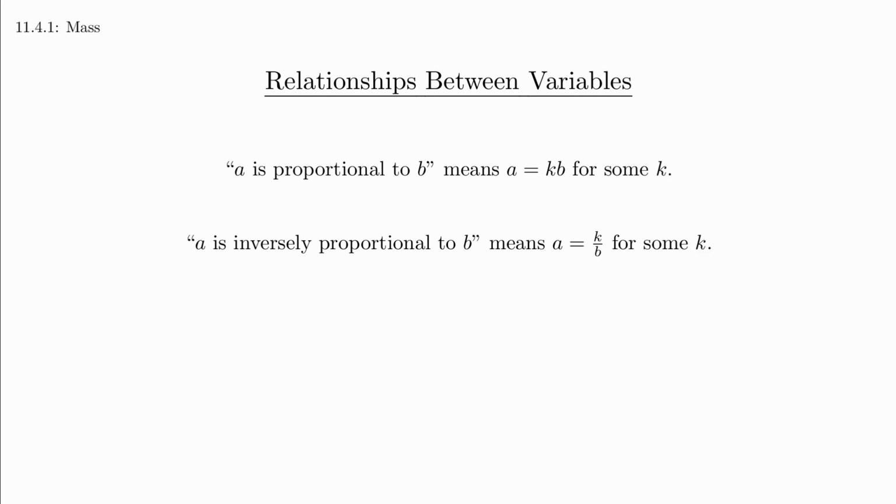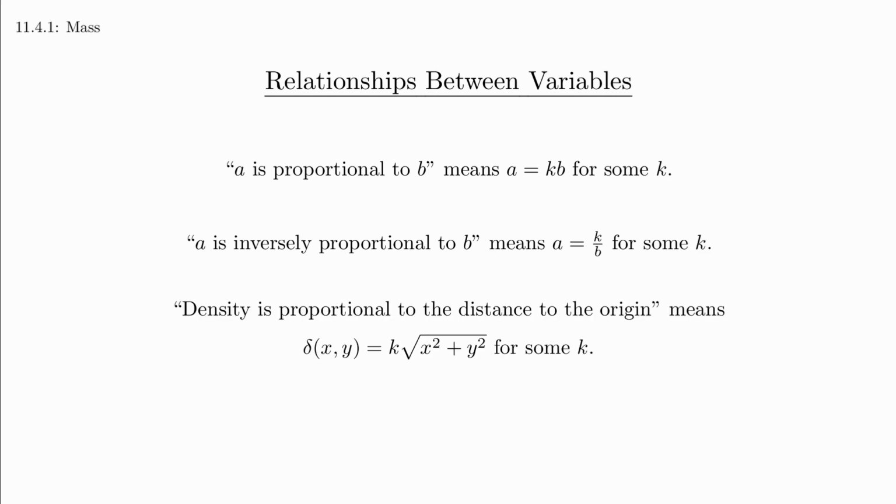These two basic relationships can be extended to more complex situations. It's just a framework for how we express relationships between quantities. If the density is proportional to the distance from the origin, then we would have that delta of (x, y) equals k times the square root of x squared plus y squared. If you pay attention to the language, you should be able to make the connection between the words and the equations. In the next couple sections, we're going to look at the concept of the center of mass of a lamina and take a look at some probability theory.